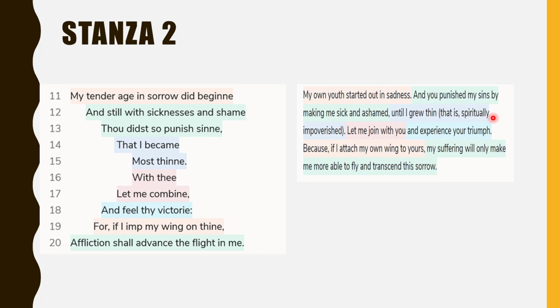that is, spiritually impoverished. With thee let me combine, let me join with you, and feel thy victory, and experience your triumph. For if I imp my wing on thine, because if I attach my own wing to yours, affliction shall advance the flight in me. My suffering will only make me more able to fly and transcend all this sorrow.